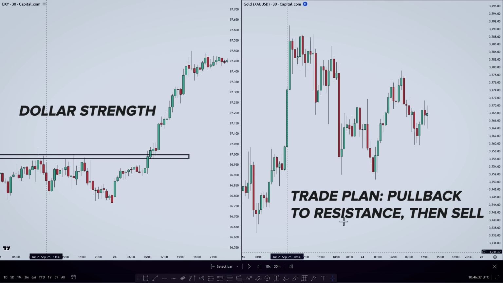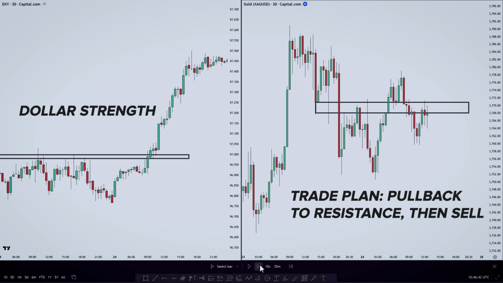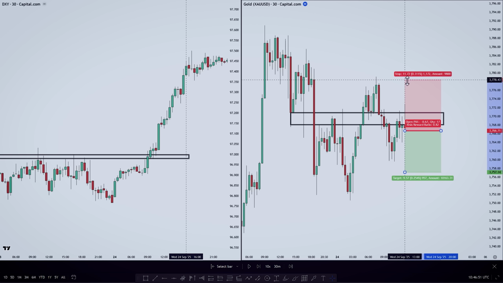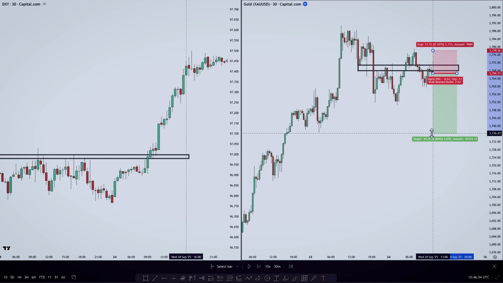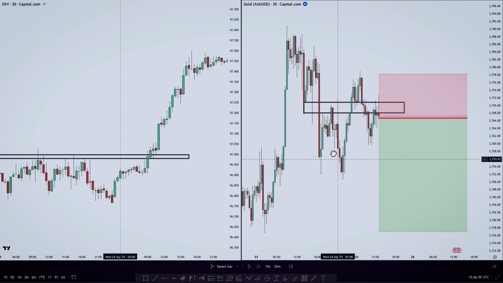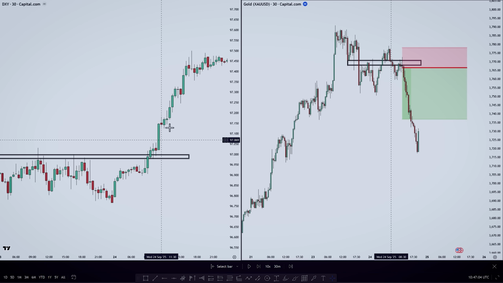Right here, gold bounces up into this previous support level. Now it's resistance. This candle is my trigger. Red body, sellers rejected the bounce. That's my short entry. Stop above the candle. Target at next support. That's the dollar flip in action.